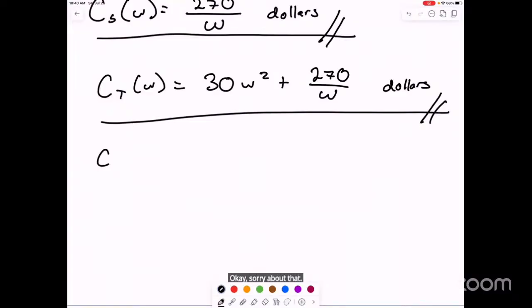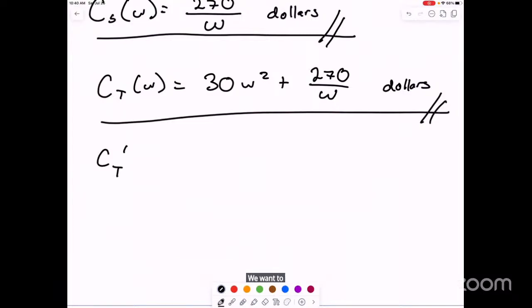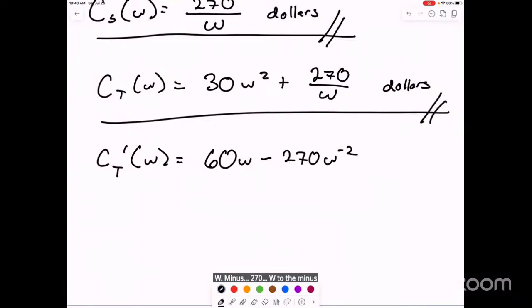So we are back. Let's see. So this is the cost we got in terms of W. So now we want to find C prime, the derivative of the total cost in terms of W, right? 2 comes down, 3 times 2 is 6, so that's a 60 W minus 270 W to the minus 2.